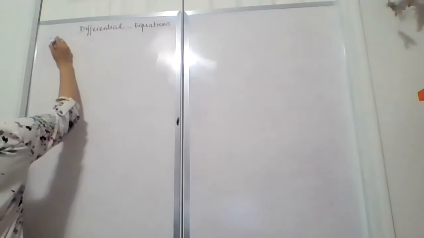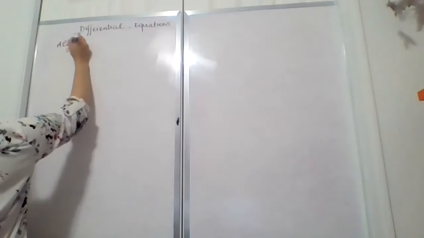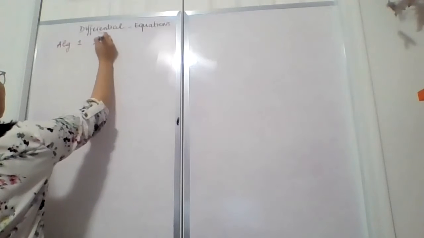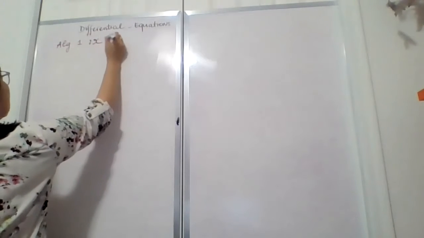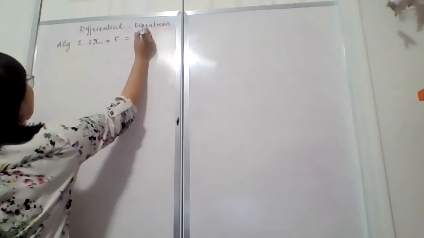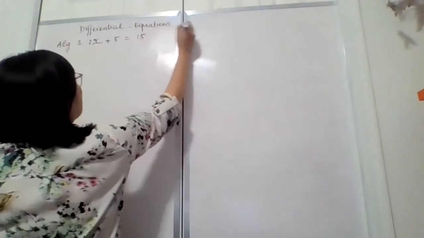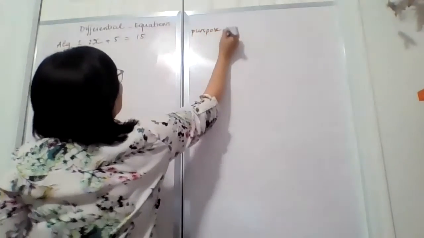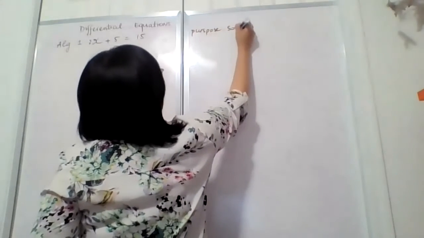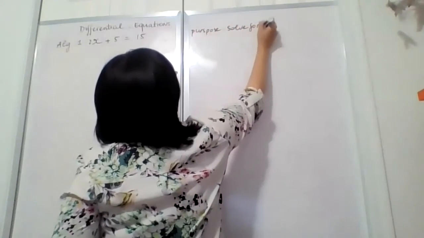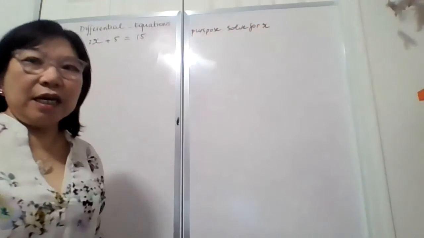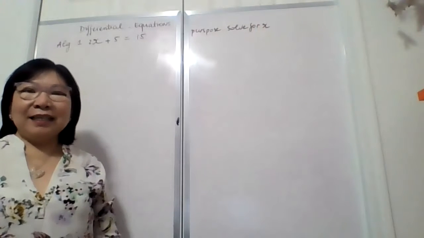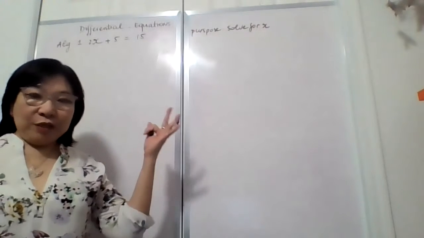In the past, you have learned algebra 1. You have an equation something like 2x plus 5 equals 15, and your purpose is to solve for x. That is a process you already learned in algebra 1. So that is a simple equation.